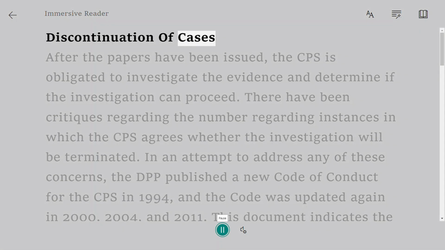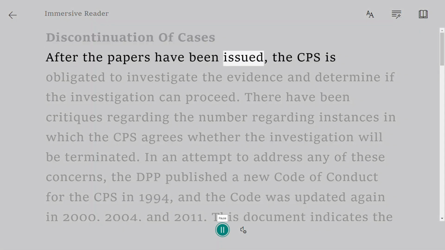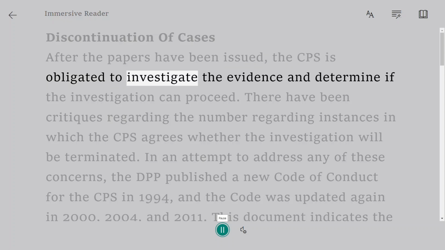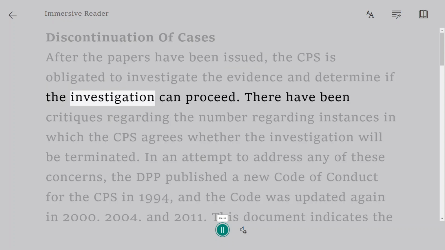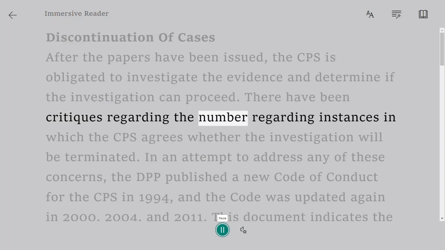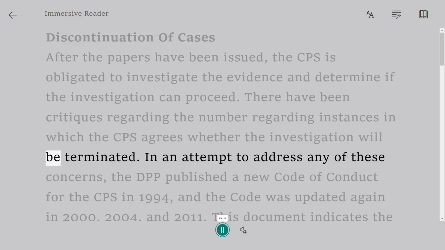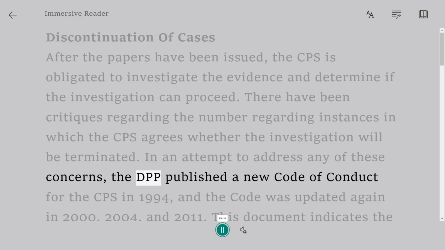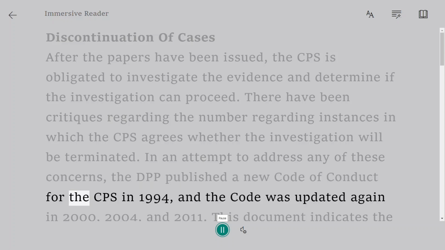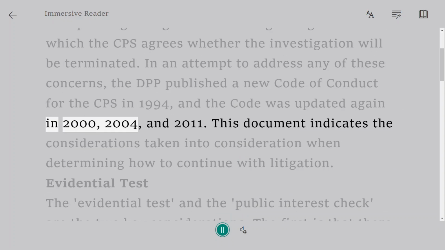Discontinuation of cases. After the papers have been issued, the CPS is obligated to investigate the evidence and determine if the investigation can proceed. There have been critiques regarding the number of instances in which the CPS agrees whether the investigation will be terminated. In an attempt to address any of these concerns, the DPP published a new code of conduct for the CPS in 1994, and the code was updated again in 2000, 2004, and 2011.